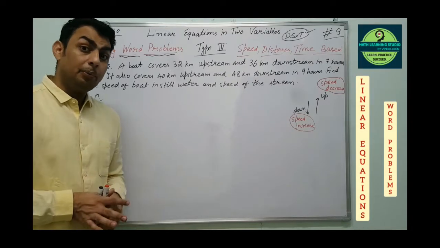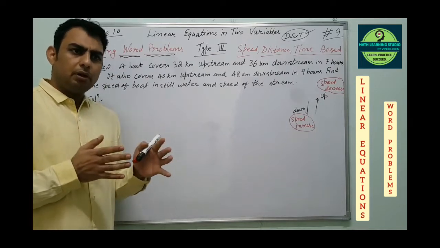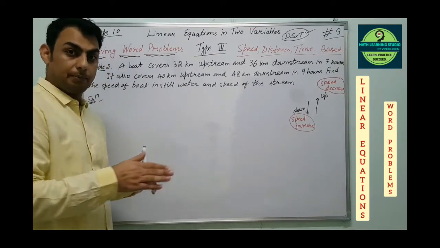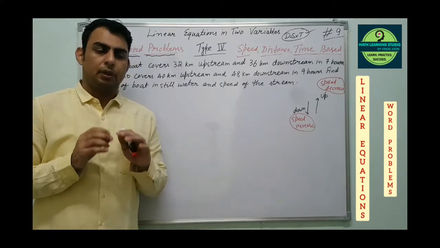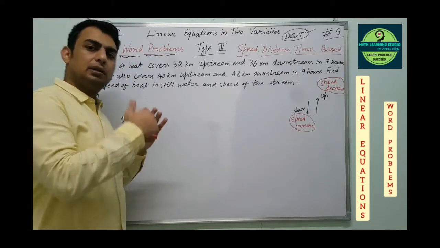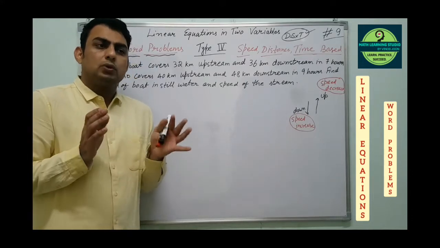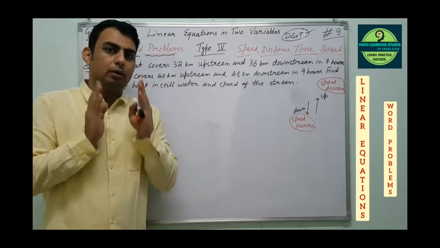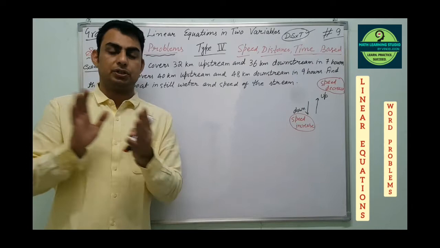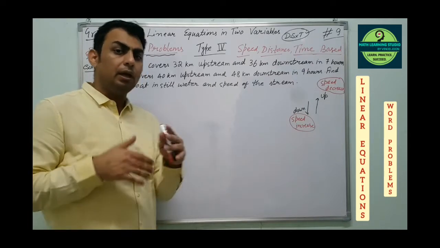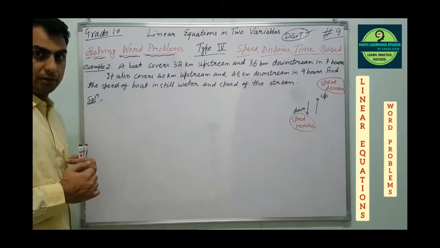Now, for the second example, I have taken a very important question. It is based on a boat or a steamer going upstream or downstream. This is a question that confuses a lot, because this same question can be asked in chapter number 4 also, that is about quadratic equations. So we need to understand when we get the equations in quadratic form and when we get the equation in the linear form. And I'll explain how we differentiate that.